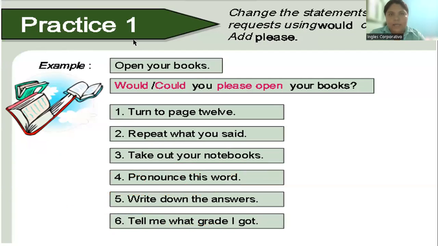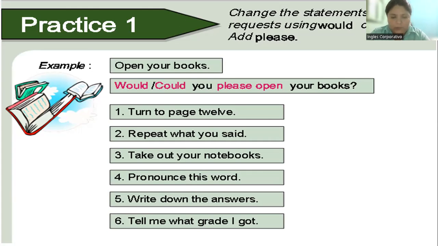And now you have a task. What do we have to do right now? You have to create some examples using would or could, and you have to change the statements into polite requests using would or could. And don't forget to add please. Start working on those examples. I'm going to give you 1 minute, okay? Well, that's not too much, right? But start working on that. Create your examples using would or could, and don't forget to use please.